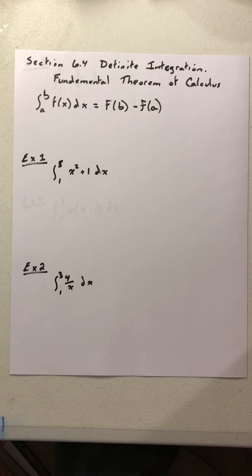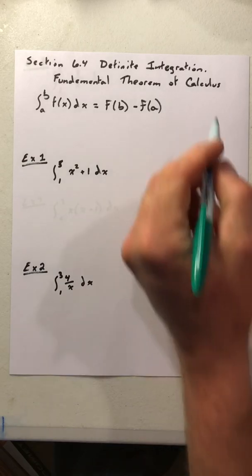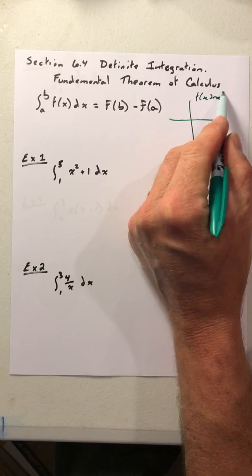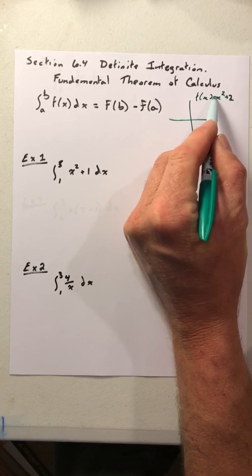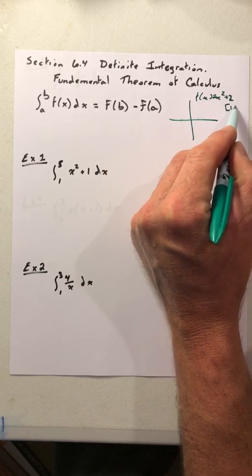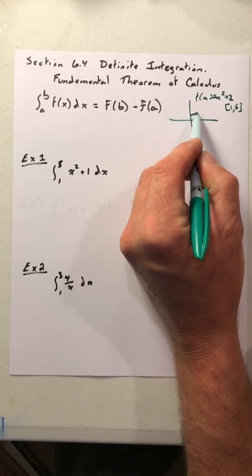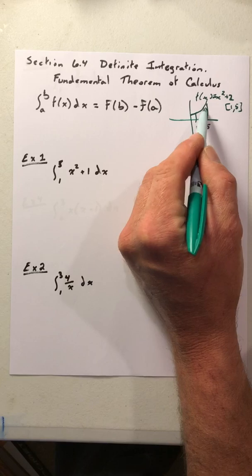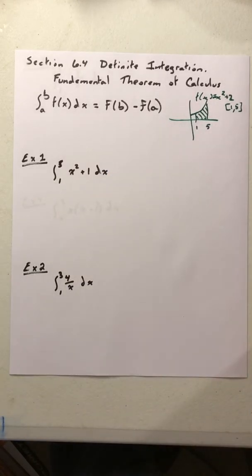If you remember section 6.3, we talked about approximating the area. And we looked at that function, f of x equals x squared plus 2, and we went from 1 to 5 in 4 sections generally. So we looked at this region in here, and we talked about how we could approximate that area using some of the figures that we know the area of, namely the rectangle and the trapezoid.